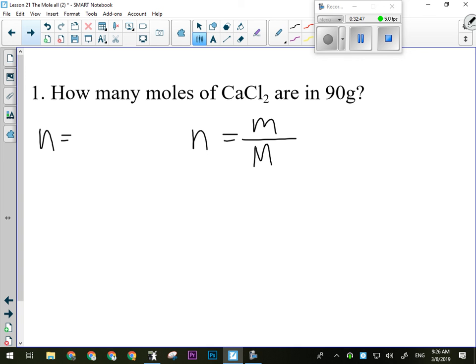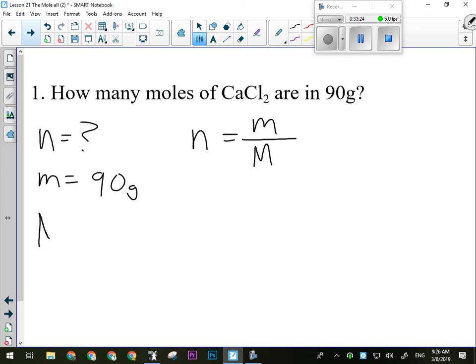Whenever we're doing a problem-solving problem in science, we always want to write down our givens. That is, what numbers did the question give us? It didn't give me n because it wants me to find that, so I write n equals a question mark. Did they give me little m? Yeah, 90 grams. Little m is mass in grams. And did they give me at least a way to calculate big M? They did, because they told me it's calcium chloride.